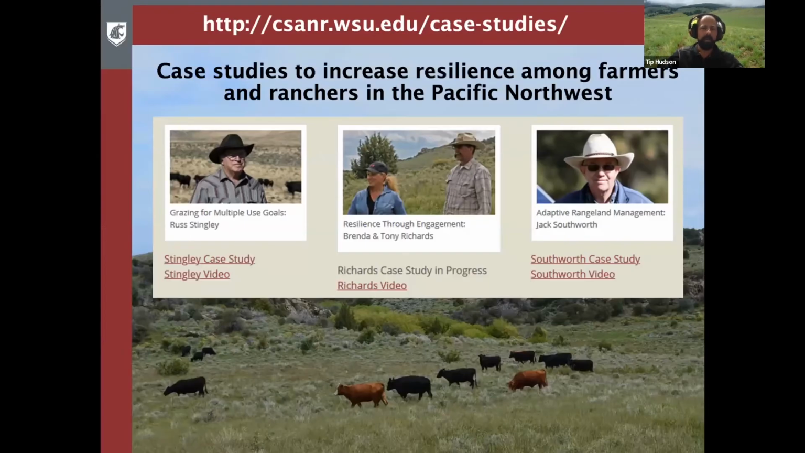For those that are interested, I want to mention that we completed a couple of years ago some short film documentaries that illustrate 3 different aspects of rangeland management resilience among mostly ranchers in Washington, Oregon, and Idaho. So we highlighted 3 different ranchers that approach this in different ways, and some of these will be used as part of this tool development.